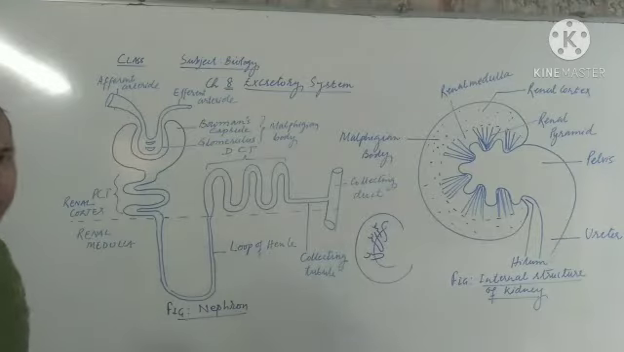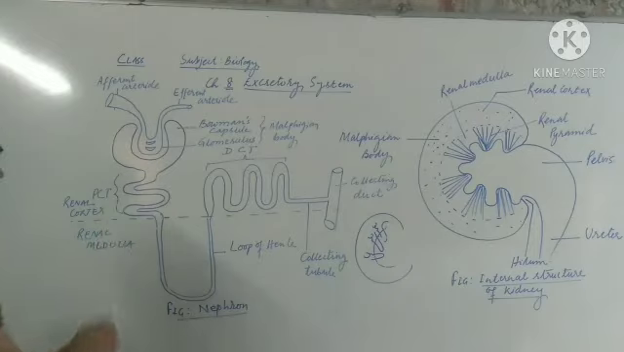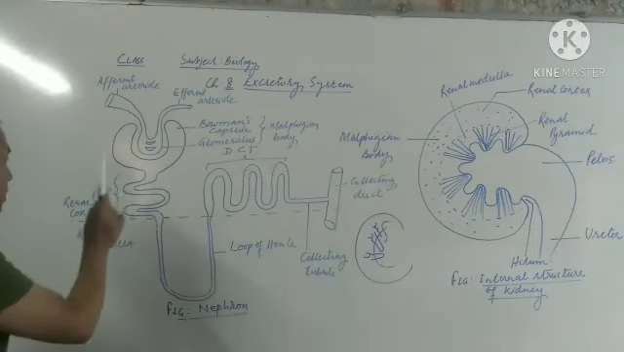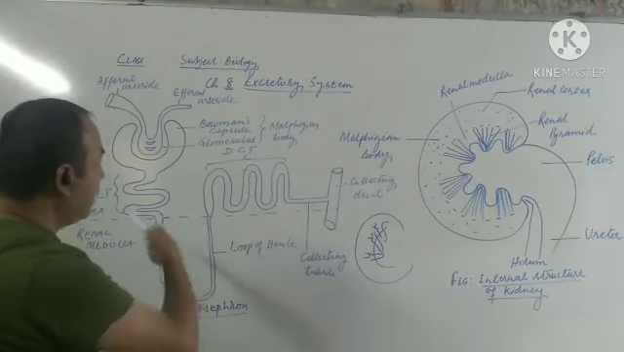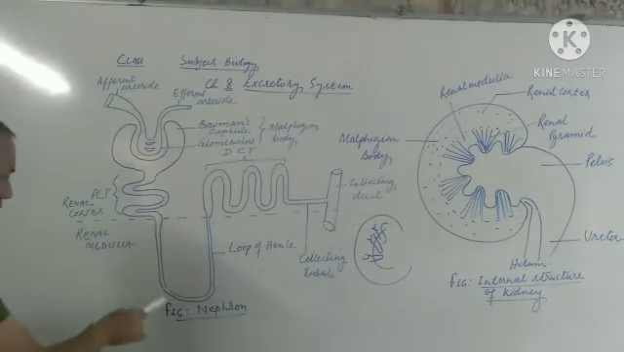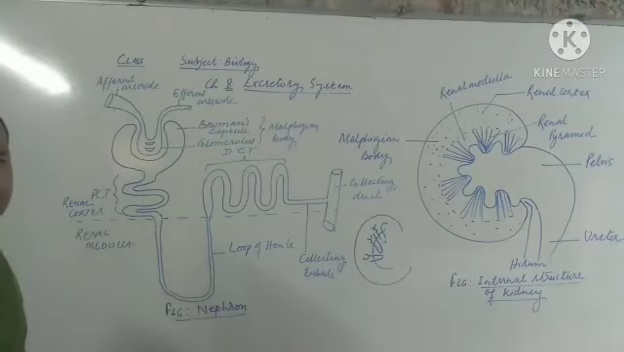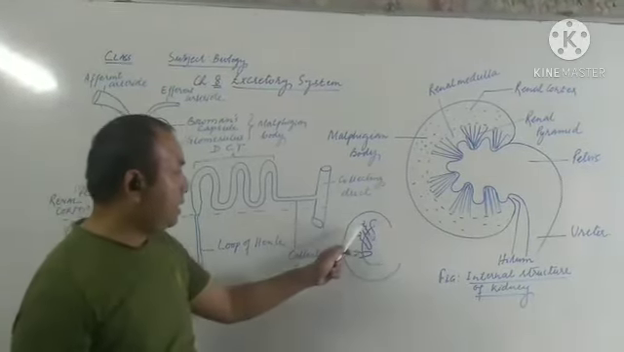Then one more important thing you need to remember here is that Bowman's capsule, PCT, then DCT, collecting tubule, they all are present in the renal cortex region, and only the loop of Henle is a part of the nephron which is present in the renal medulla. This line is separating the two regions of the kidney.